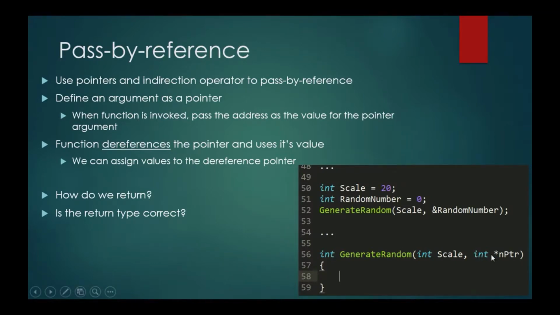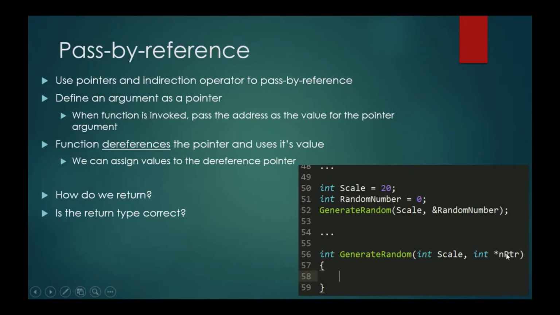We have a second argument, and we declared this as a pointer. We know it's a pointer because it has the asterisk in here. Just like we learned how to declare a pointer in the last lecture, we do the same thing as a function argument. Declaring a pointer as a function argument is no different than declaring an argument in any other sense. We just happen to declare it as a pointer.